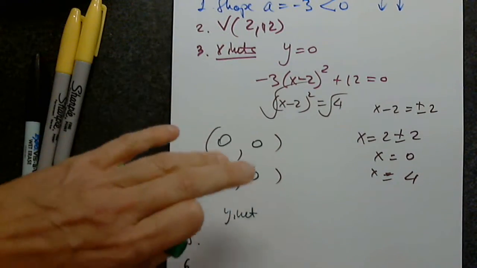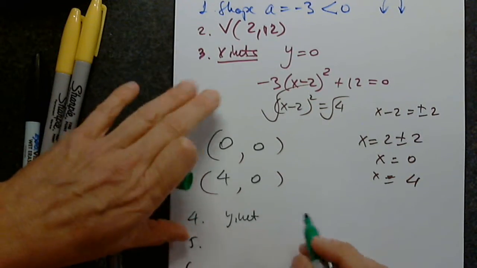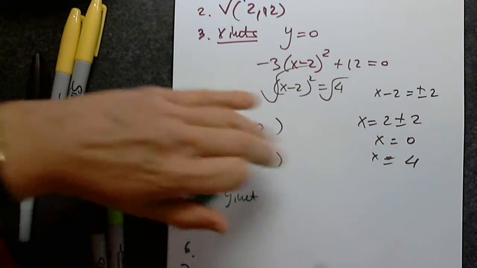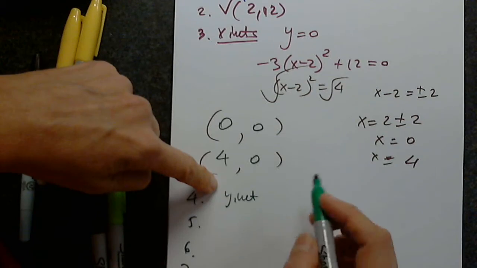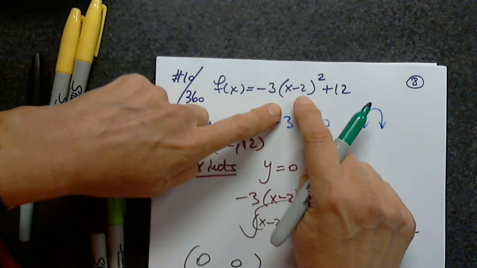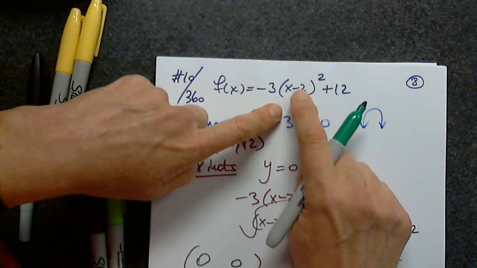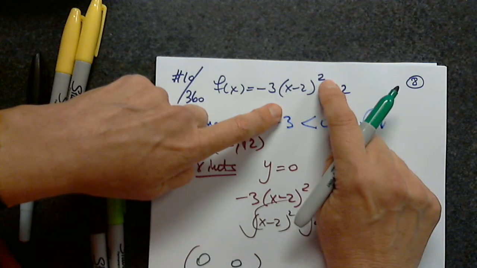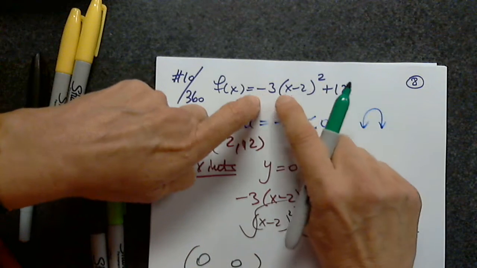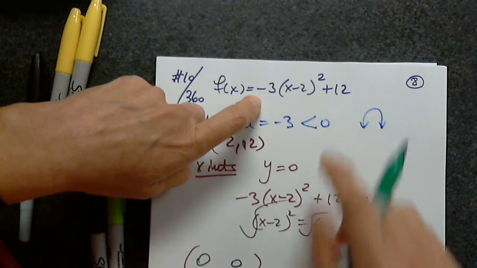But let's say we don't see it. How do I find the y-intercept? Very good. Let's do it together. Ready? 0 minus 2 is negative 2. Negative 2 squared, 4. 4 times negative 3, negative 12, plus 12. Right.